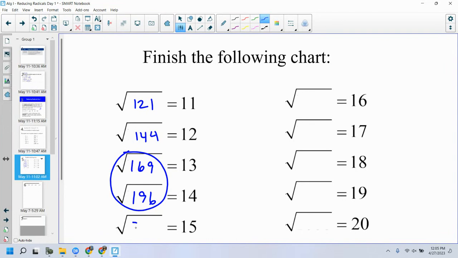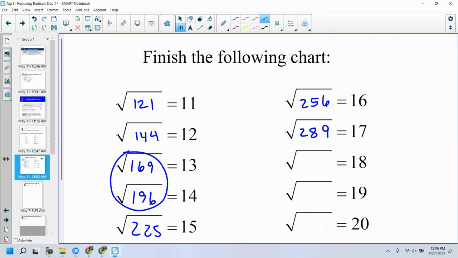15 squared is 225. 16 squared. Now, this is where it started to get a little fuzzy, but I have to think about them. If I have 16 squared, it ends in a 6, right? If I take 6 squared, it would be 36, right? So I know 16 squared also ends in a 6, and that reminds me that it's 256. Like, for example, 17 squared. 7 squared is 49, right? So I know 17 squared ends in a 9. And then it's like, oh, that's right, it's 289.